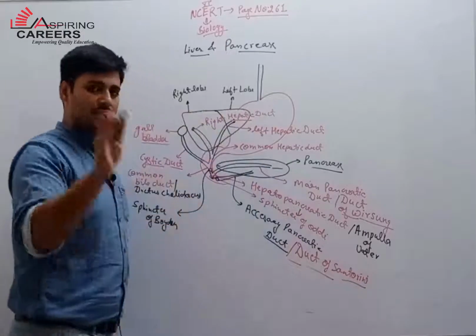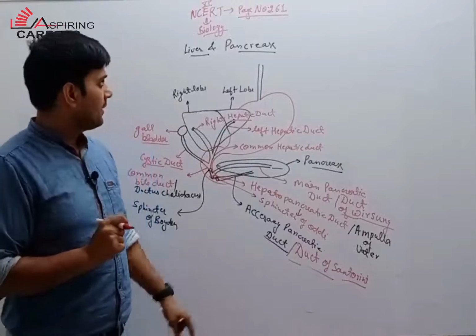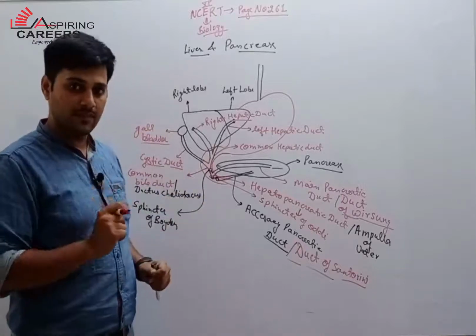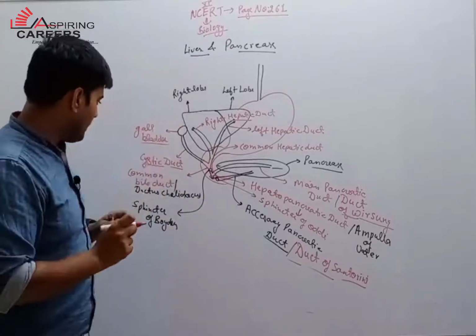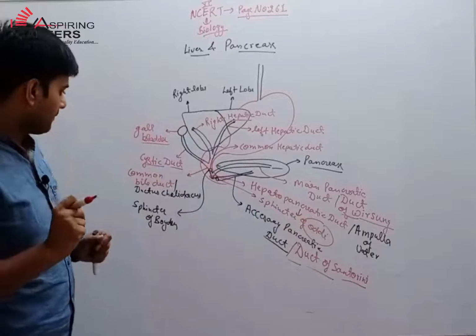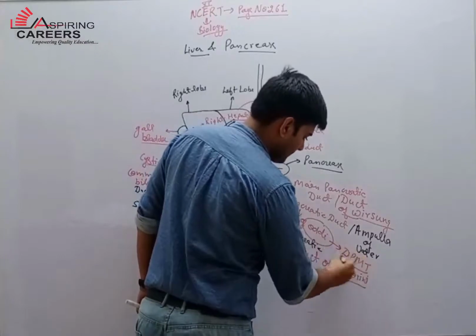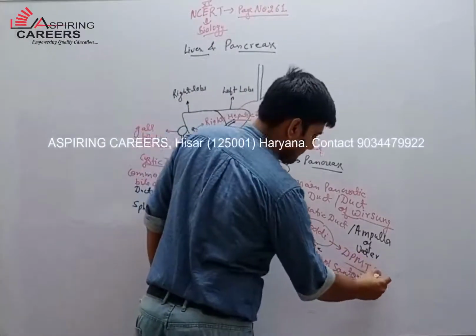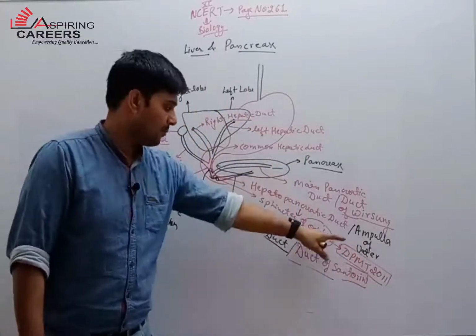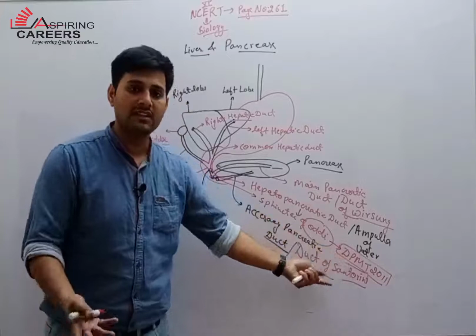So when we talk about NEET or final exams of 11th class, on page number 261 a very detailed structure is given in NCERT, and a very important thing is the sphincter of Oddi. All the things are important, but let me tell you two things. One question was asked in Delhi PMT 2011: the sphincter of Oddi guards which duct? The direct answer will be the ampulla of Vater or hepatopancreatic duct.